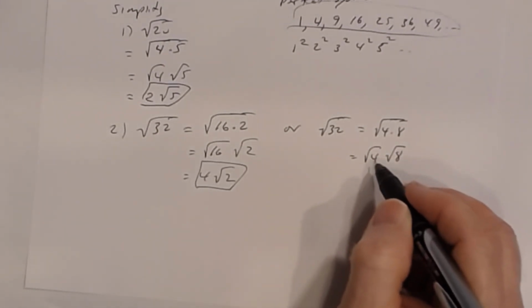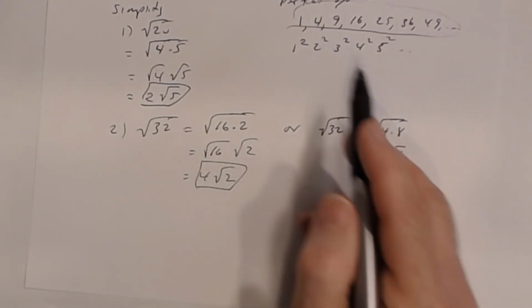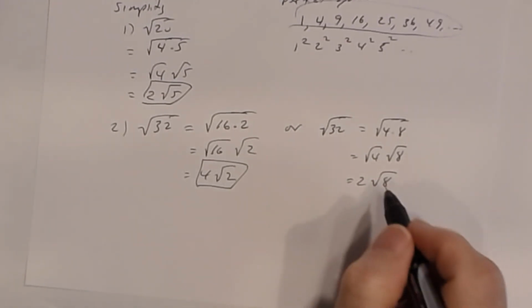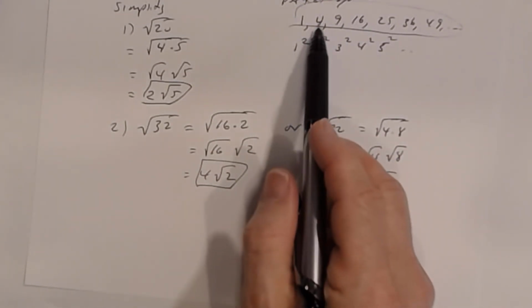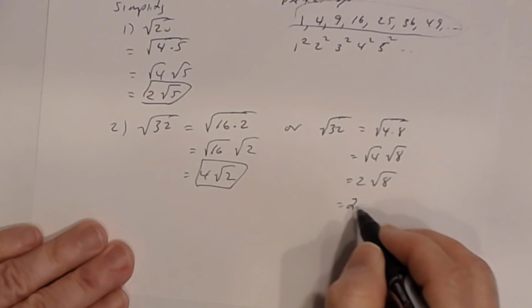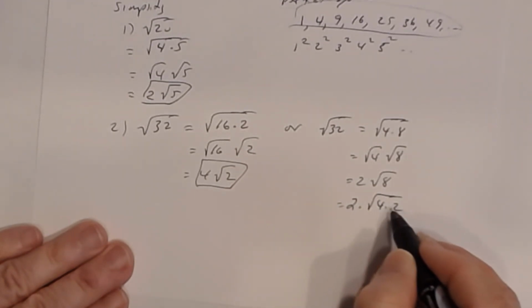So 4 is a perfect square. So the square root of 4 is 2. So I get 2 square root of 8. But that's not the answer. Because you see the square root of 8? What other perfect square goes into 8? Well, 4 again, right? So you've got to go further. So this becomes 2 times the square root of 4 times 2. 8 is 4 times 2.